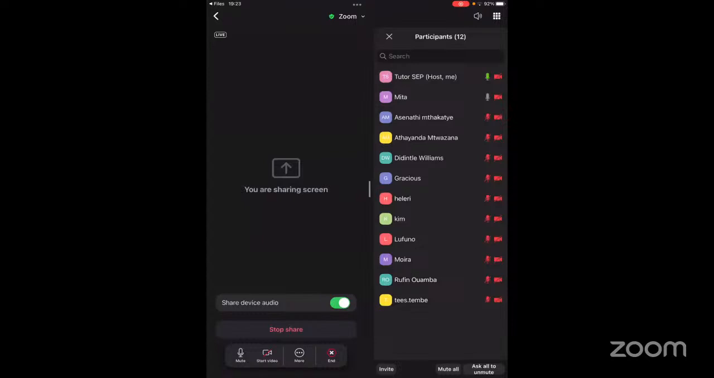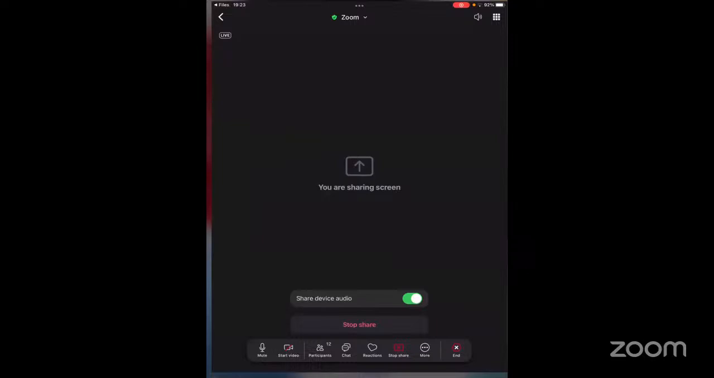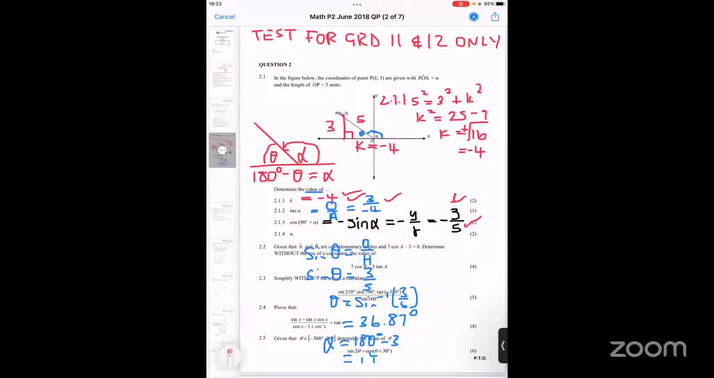Okay, very quickly, guys. I just need to attend to something, but in the meantime, I need you to have a look at this question, the next question. Quickly work out 2.2. As soon as you get an answer, comment in the comment section. 2.3, as soon as you get an answer, comment in the comment section. I'll be back very soon.